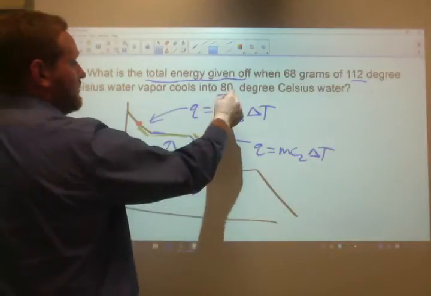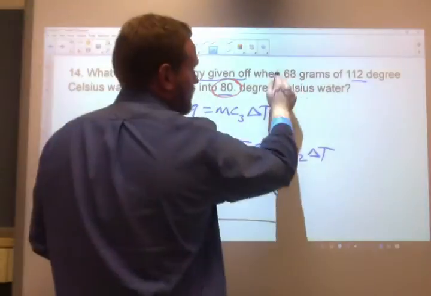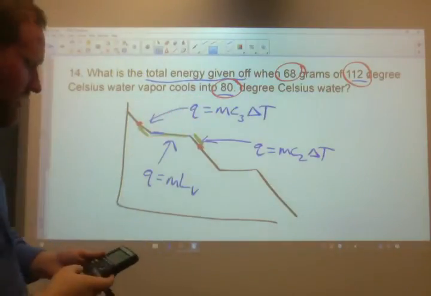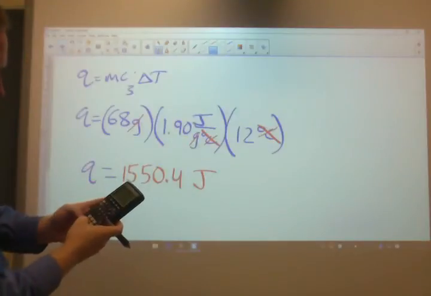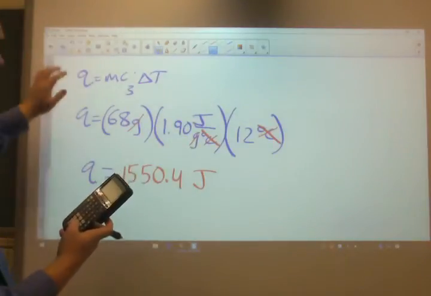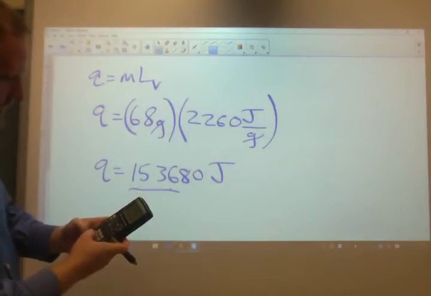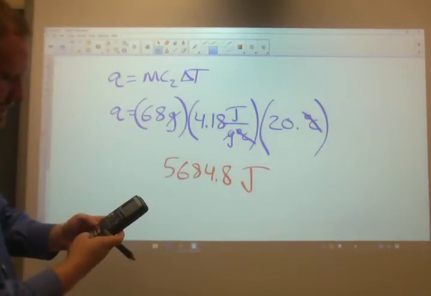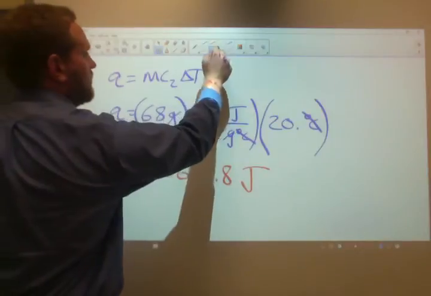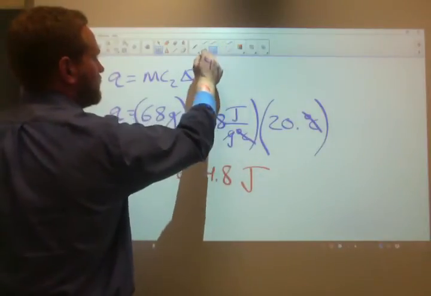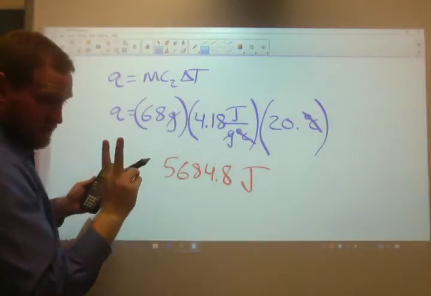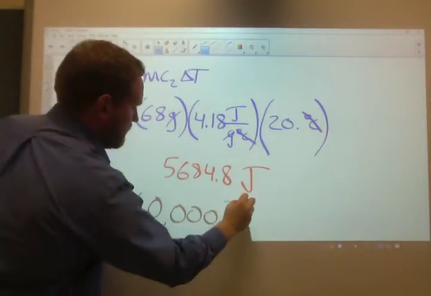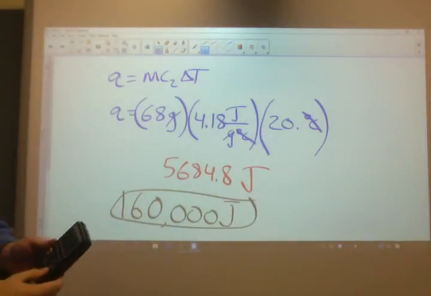So what I'm going to do is look at my sig figs here. I see 2 sig figs, and I see 3 sig figs. What I'm going to do is limit myself to 2 sig figs as my final answer. So, 1550.4 plus 153680 plus 5684.8 gives me a total of, choose a different color here, 2 sig figs, 160,000 joules. Final answer, 160,000 joules.